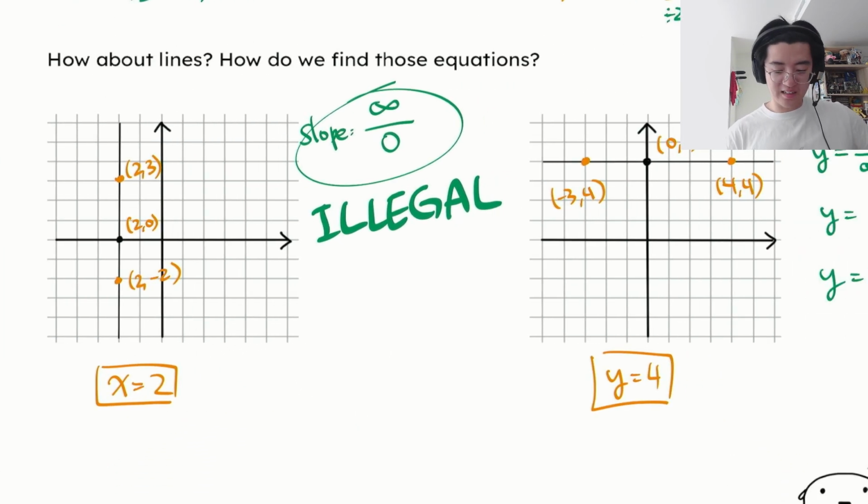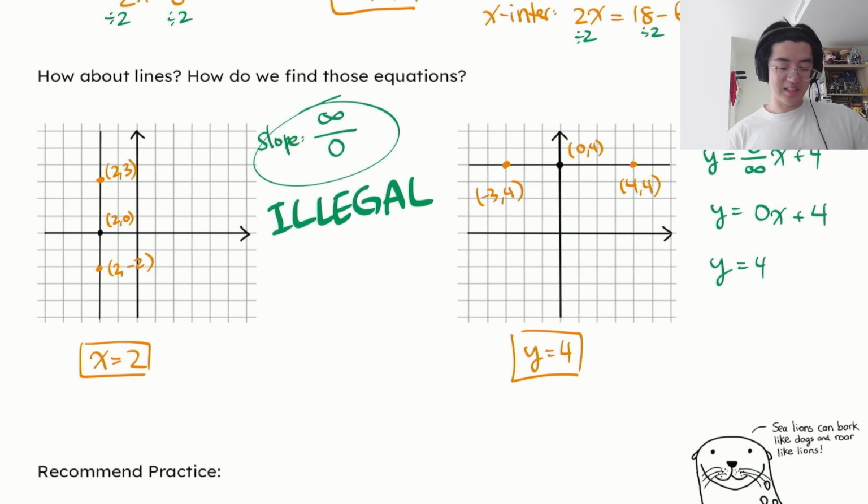Notice how here it's y equals something. But here it's x equals something. And in all of our forms, slope-intercept and so on, it's always y equals something. We cannot really have x equal to something as an equation when it comes to graphs. And besides, there's no slope-intercept form because, again, there's no y-intercept here. So this is the best we can do. It's just x equals 2. X doesn't change. It's just always 2.